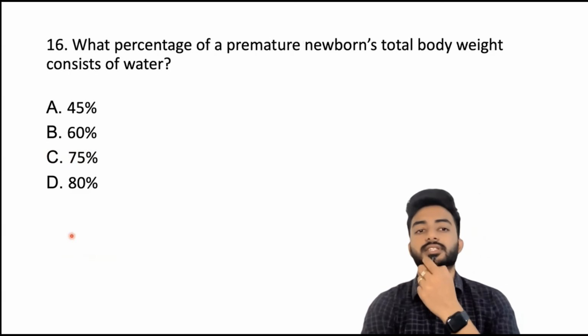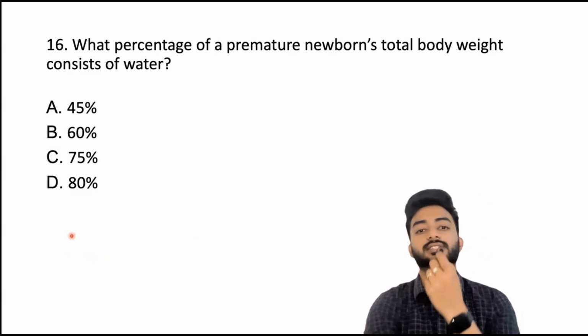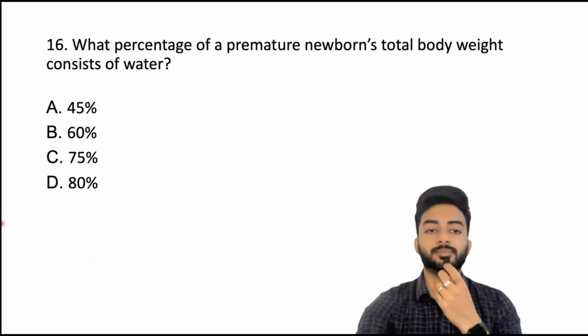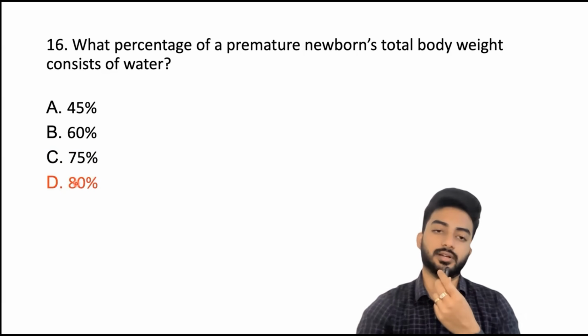So next question is a direct one-liner. What percentage of a premature newborn's total body weight consists of water? This question was asked in my NEET SS exam, except that it did not have this 80% as a choice, it had 90% as a choice. So the answer would have been 90%. So in this question, the answer is 80%, as we have already seen in the previous question.